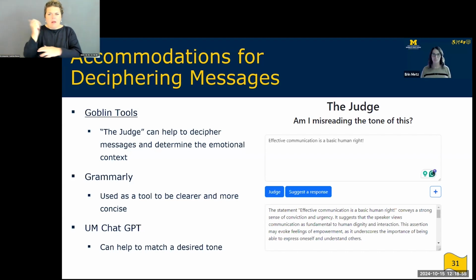This assertion may evoke feelings of empowerment as it underscores the importance of being able to express oneself and understand others. There are also tools like Grammarly and ChatGPT that can help you be a little more clear and concise with those 7 C's, but they can also help you match a desired tone. You can type your statement into ChatGPT and say, please make this sound more assertive, and it'll print out a new version of your language right there for you.